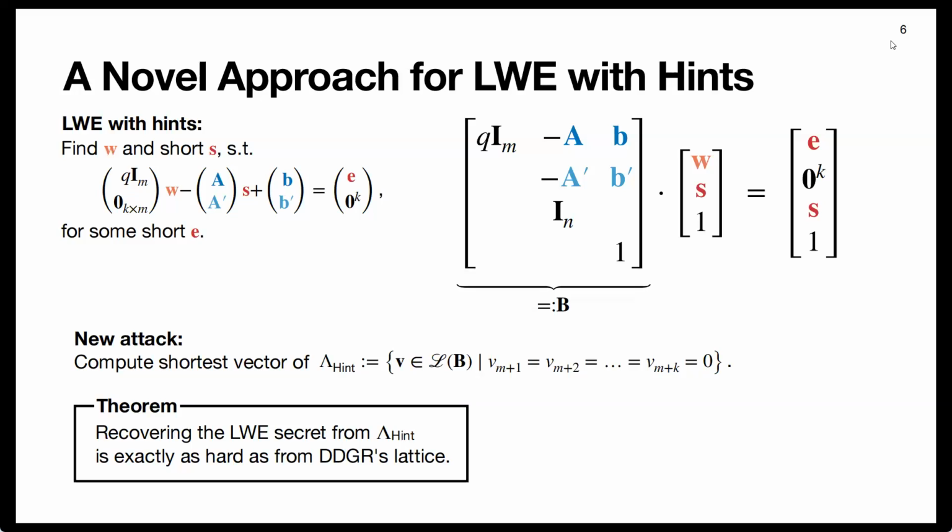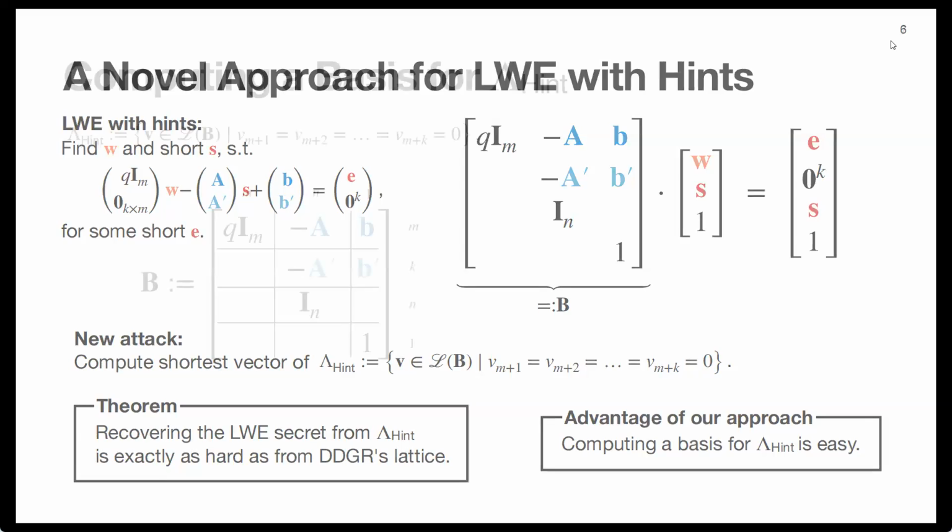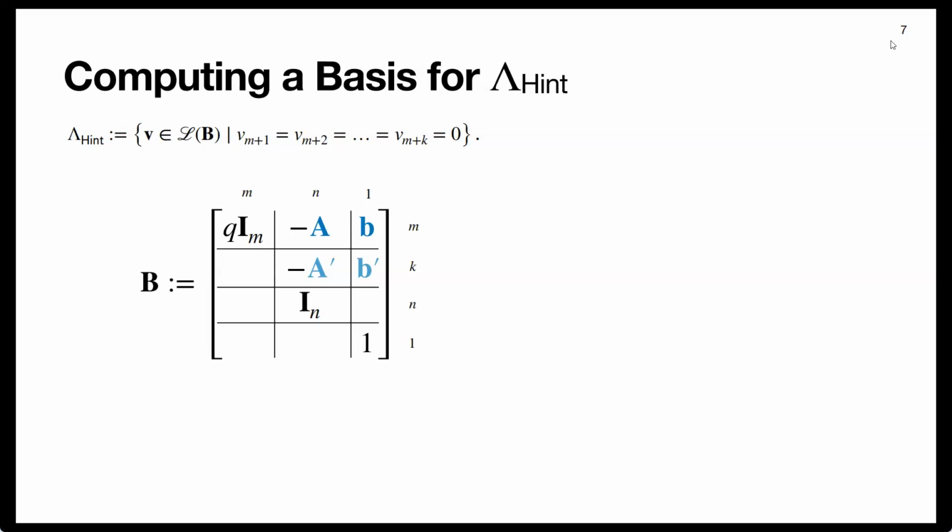Okay. At least we are not worse than the DDGR lattice, but we do in fact have an advantage. That is, computing the basis for our sublattice is very, very easy. And that was the problem that we started with. Right? In the DDGR lattice, it was very expensive to even find the basis for this. In ours, it's very easy. Let me quickly sketch how that works.